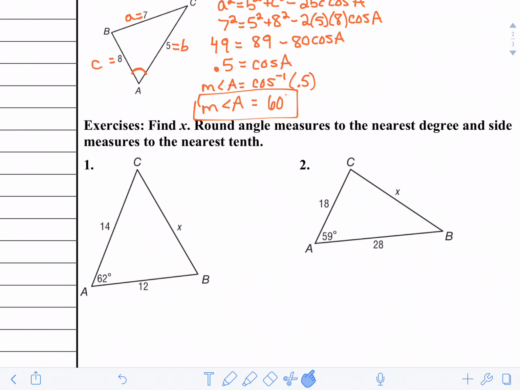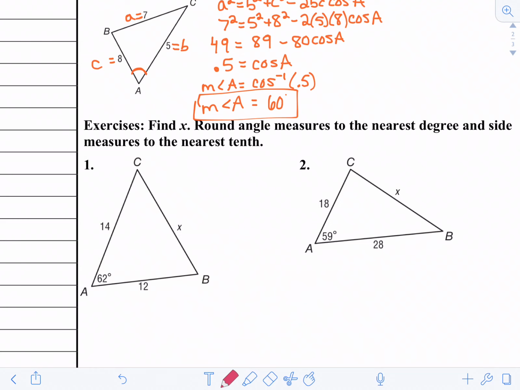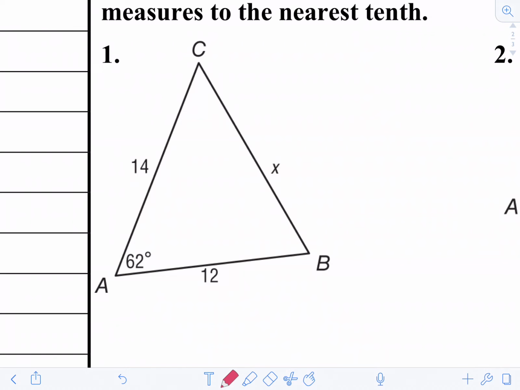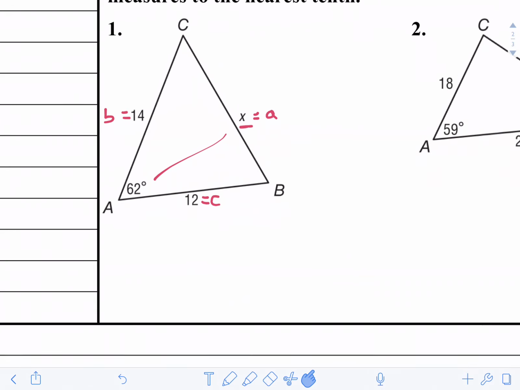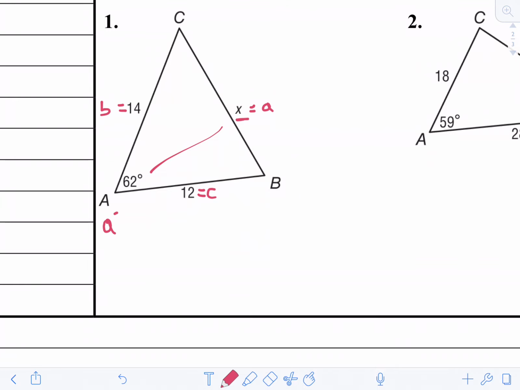Alright, so we got 2 more examples. It says find x, round angle measures to the nearest degree, and side measures to the nearest tenth. So here we're trying to solve for x. That's across this angle, so this would be little a. Across big B is little b, and across big C is little c. Okay, so I'll do my work underneath. Since we are trying to find a, my equation will be a squared is equal to b squared plus c squared minus 2bc cosine of A.